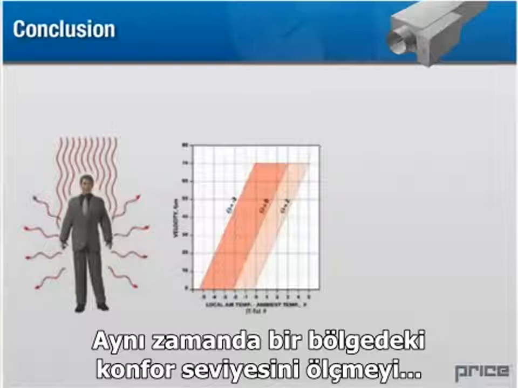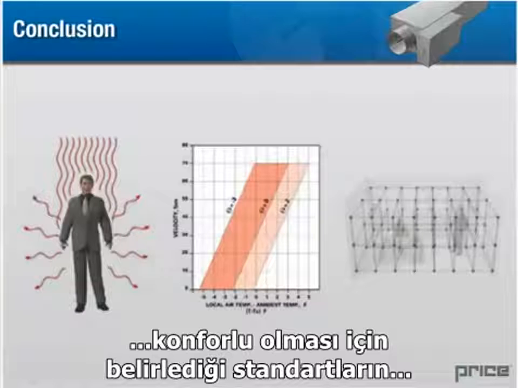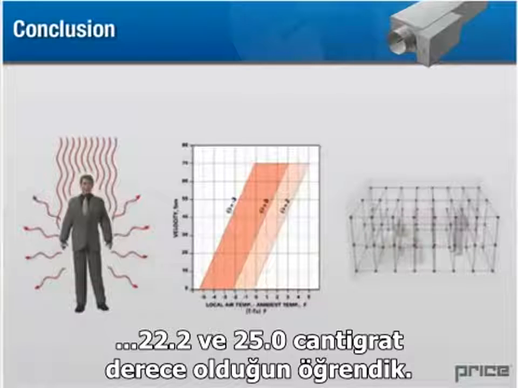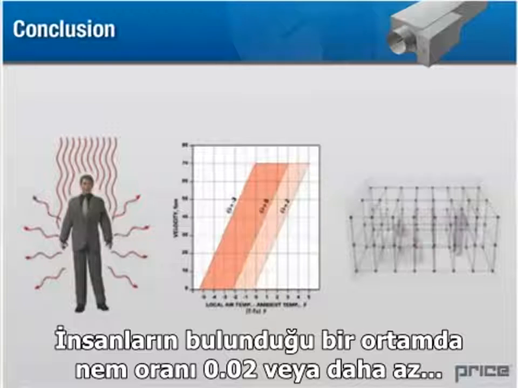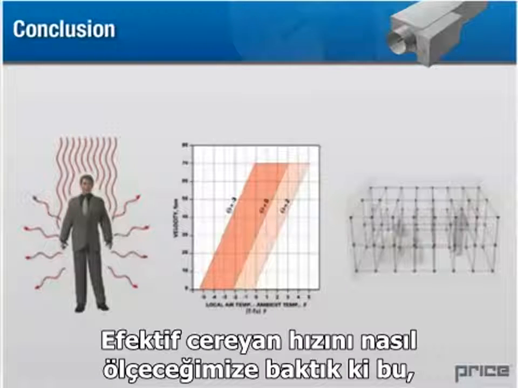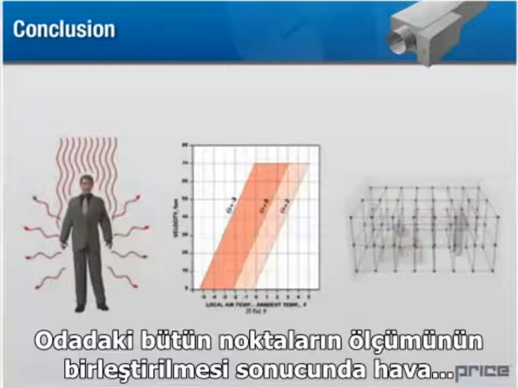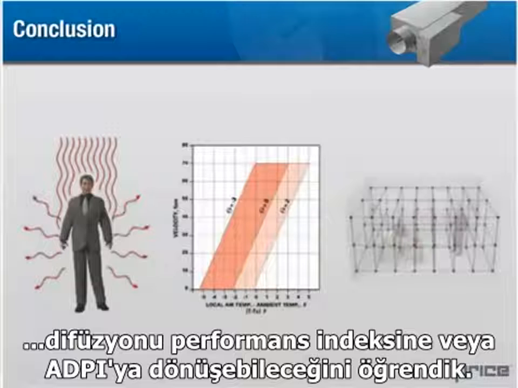We've also learned how to measure the comfort level in a zone and seen that ASHRAE recommends that 80% of the population is satisfied with temperatures between 72 to 77 degrees Fahrenheit, a humidity ratio of 0.012 or less, and air velocity below 50 feet per minute in an occupied zone. We've looked at how to calculate the effective draft temperature, which is a numerical value indicating the level of comfort at a point in space. We've seen how all of the points in a room can be combined to determine the Air Diffusion Performance Index, or ADPI, of the entire room.